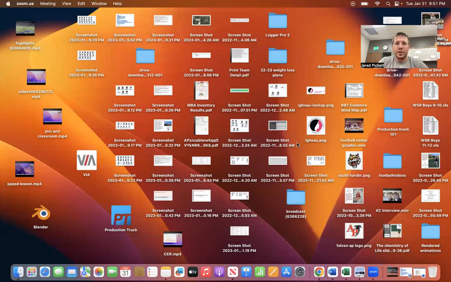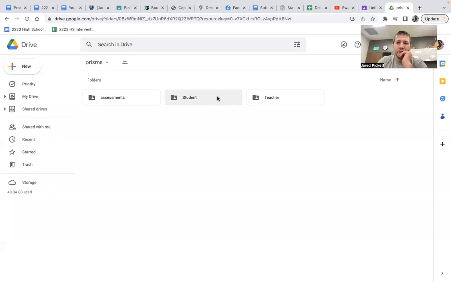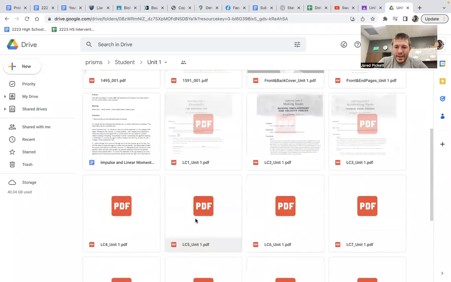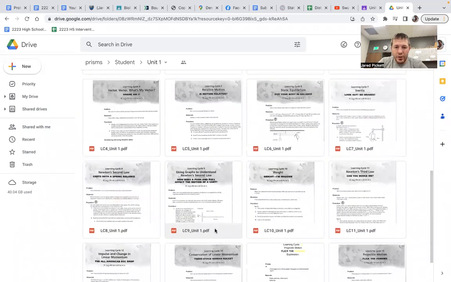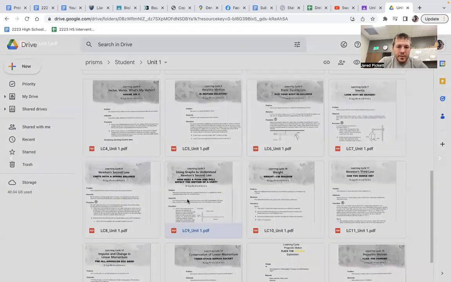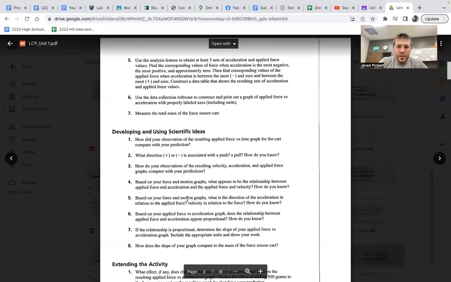I'll open that up here as well. I've got to find it. Then I'm going to share my screen, so I'll do that right now. Screen sharing, so you should be able to see this. Let's go to student. Unit 1. Like I said, we should be on unit 5, page 105. So I'll move that way.